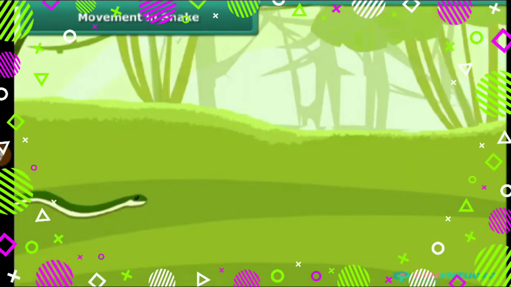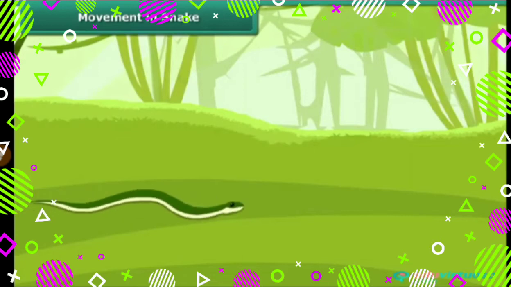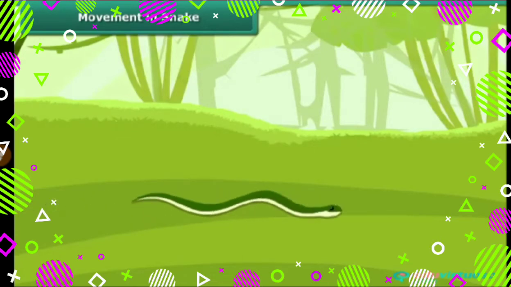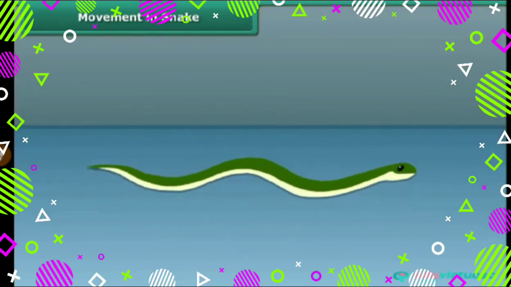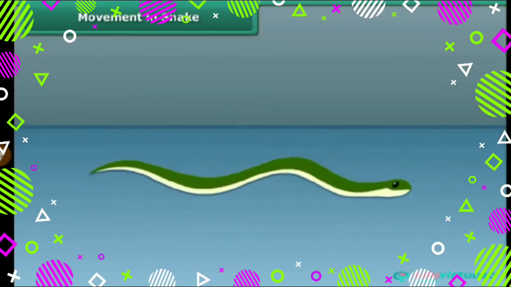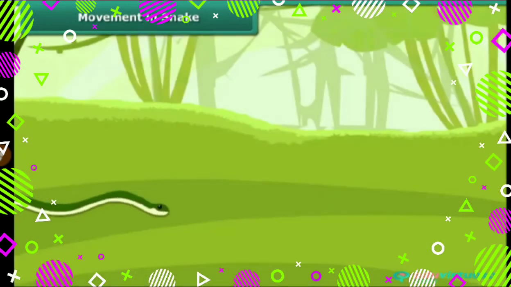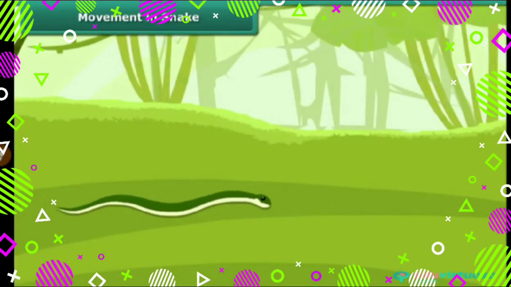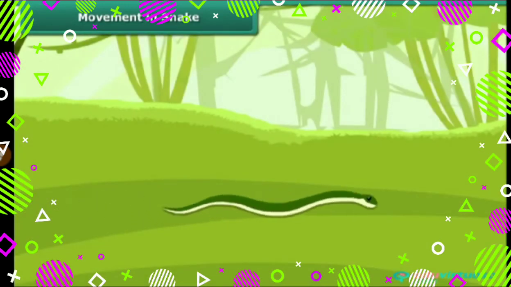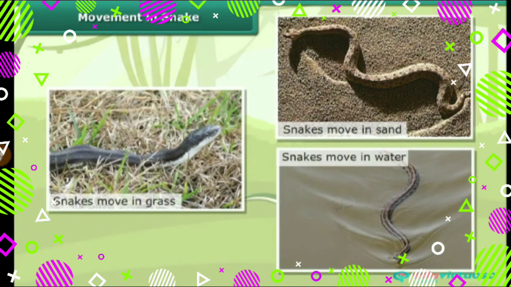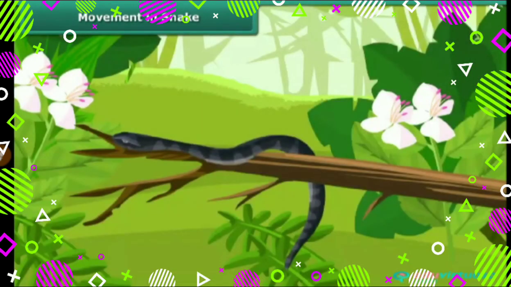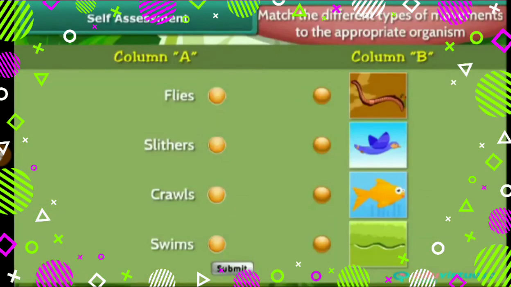Movement in snake. Snakes move in S-shaped loops and in a zigzag manner. They cannot move in a straight line. They have difficulty moving on very smooth surfaces. Snakes have a long backbone and many interconnected muscles that help them to slither. Snakes can move in grass, sand and water. Snakes do not have arms or legs, but even then they can climb trees.